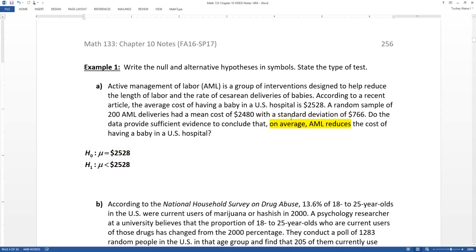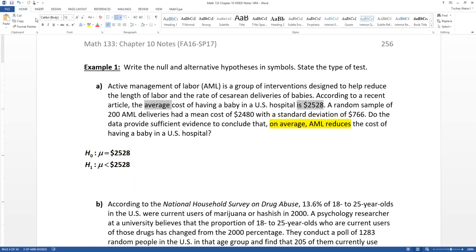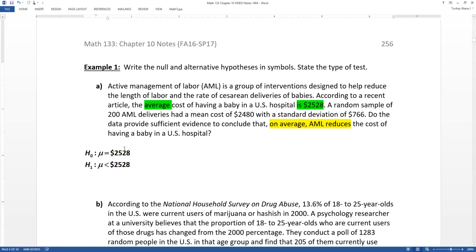Now, the 2528 comes from right here. It's the value you assume to be true. Notice it says the average here, this word "is". So average, of course, is the mean, and "is" means equals, and 2528. So they're basically telling you the null hypothesis there, and then they're talking about reducing on average from that.